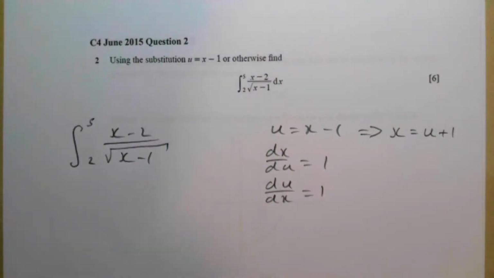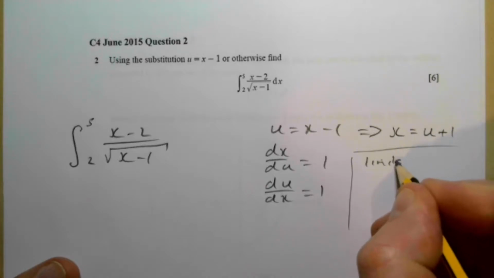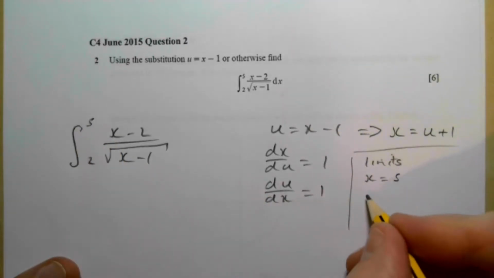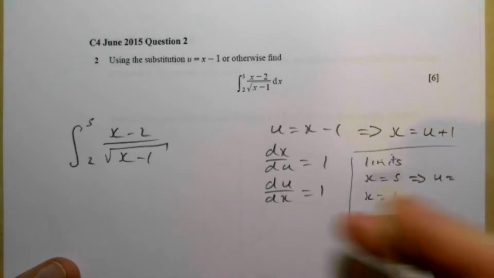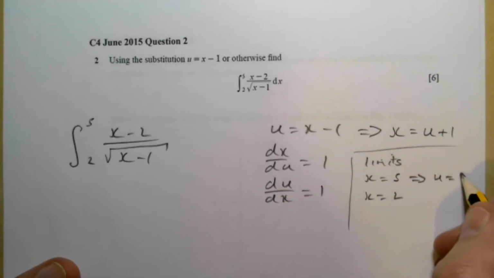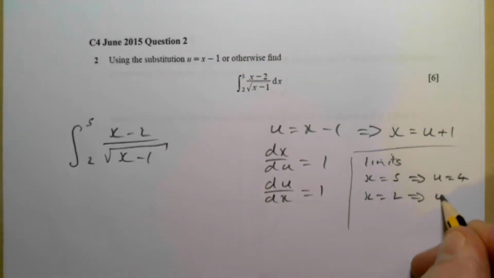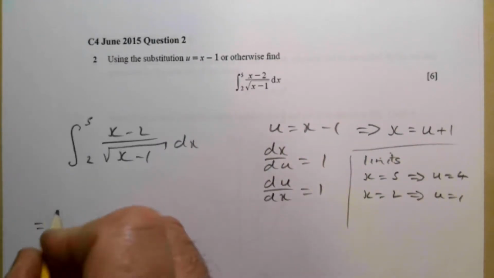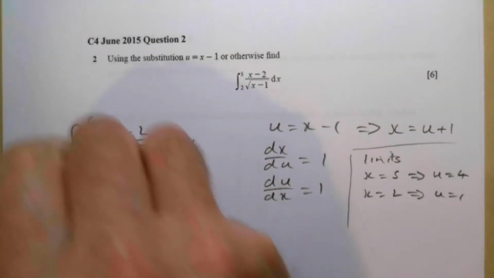The other thing I'm going to do is to change my limits. If I know that x is 5 and that x is 2, that means u is 5 take away 1, which is 4, and 2 take away 1, which is 1. That means I can change my limits whenever I start to change these things, the x. So let's start to change some things around. 5 over 2, let's just change it now to the 4 and 1.